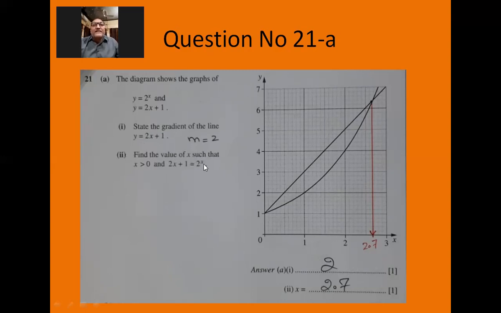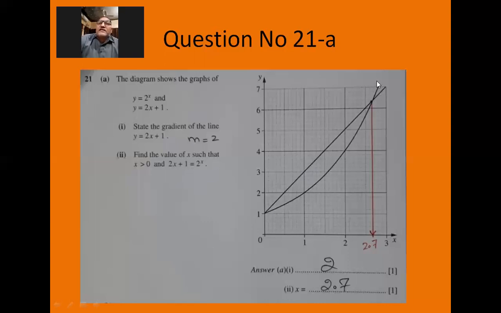Find the value of x such that x is more than 0. He says that x is more than 0 means that the value of x should be 1, 2, 3, 4, more than 0. And he says that this linear graph and that exponential graph are equal to each other. These equations are basically equal to each other. So we have this graph, its graph is a straight line, and the other is a curve. It's already drawn here. So where they intersect, that will be the point of intersection, and that will be the solution of this equation.